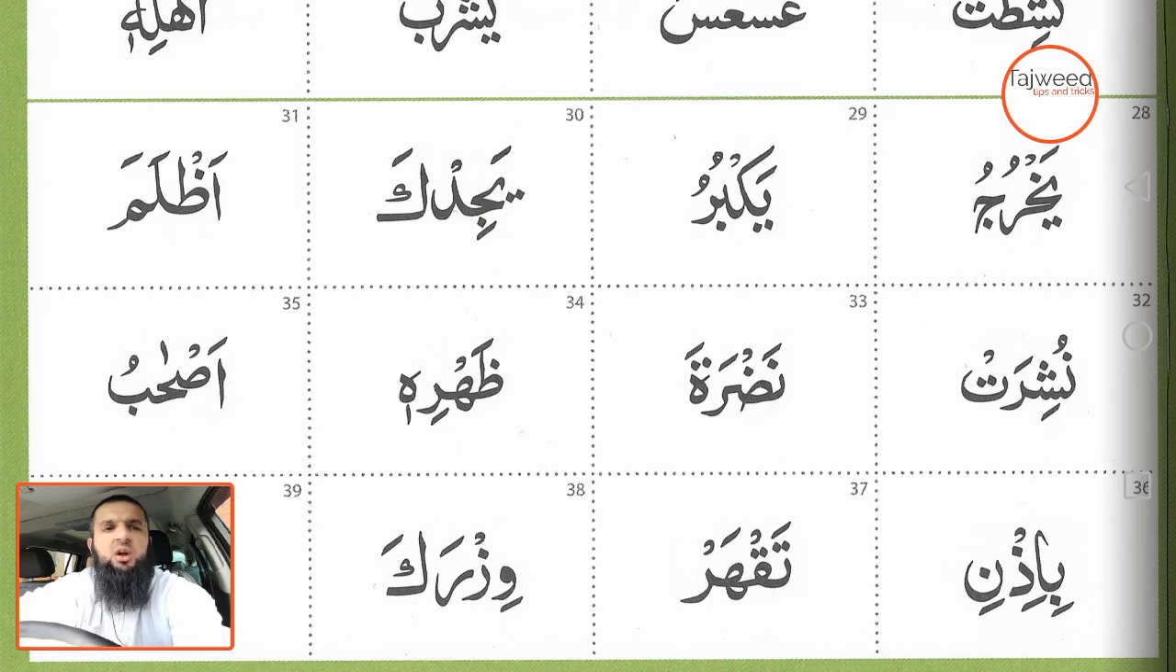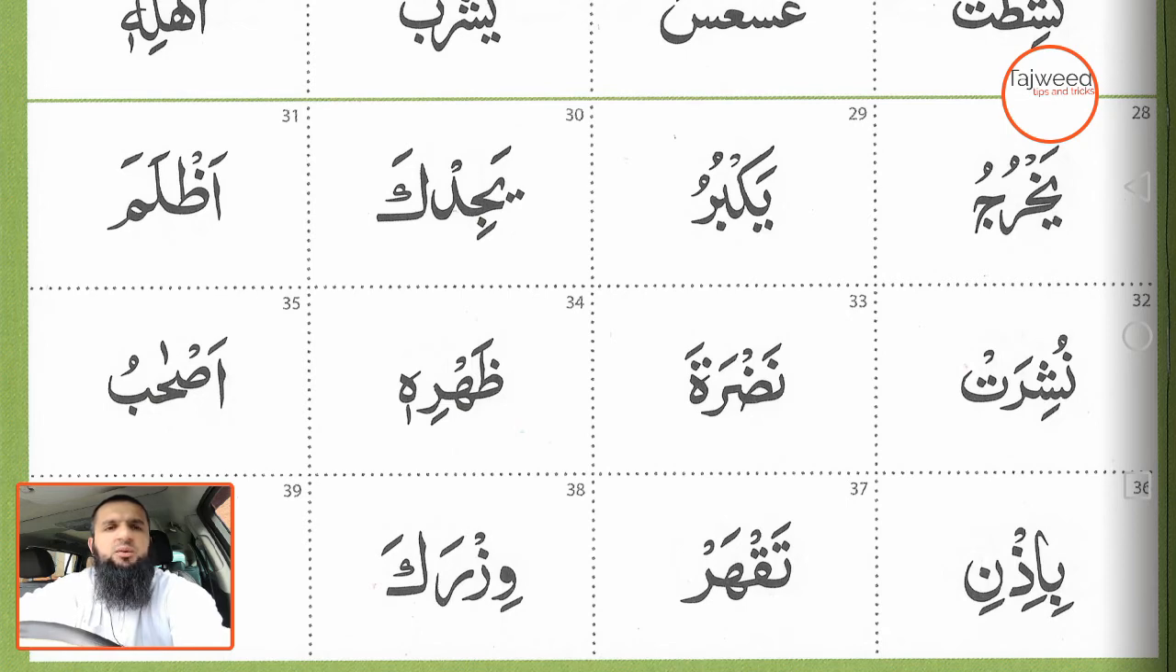Remember, the kaf is not a qalqala letter, so there's no bounce there. Yakburu. 30. Bit of a tricky one again. Yajidka. Dal is a qalqala letter, so it does bounce.